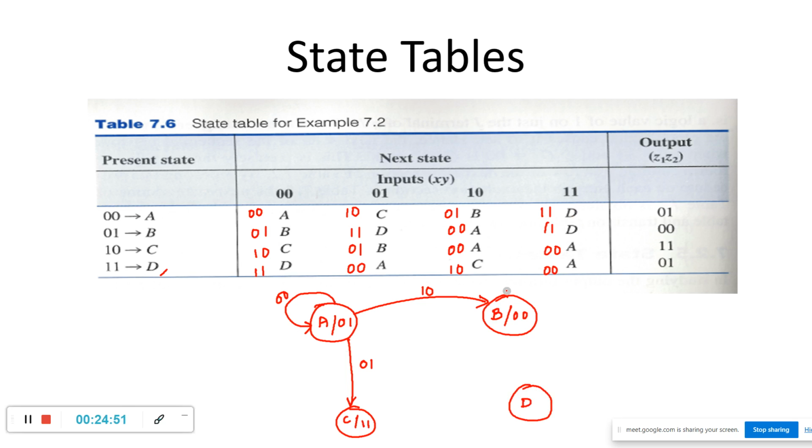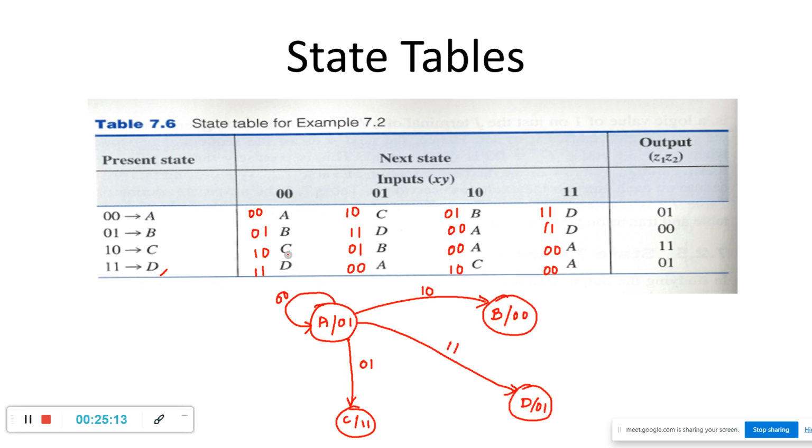So D output is 0, 1. Here D output is 0 1, I've written here. So A is going to D with the input 1 1. Okay, D 0 1. Next, A is over.